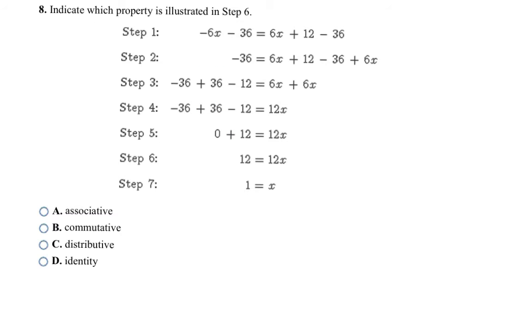This question here wants to know which property is illustrated in step 6. So I look at step 6, and I look at the one before it, and I see that the 0 plus 12 were added together to get 12, and that's what took me to step 6. So when I add 0 to anything and get itself, that's going to be the identity property, which makes D my final answer.